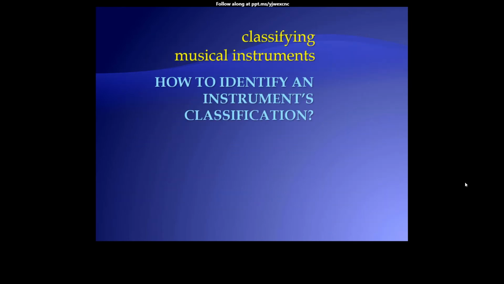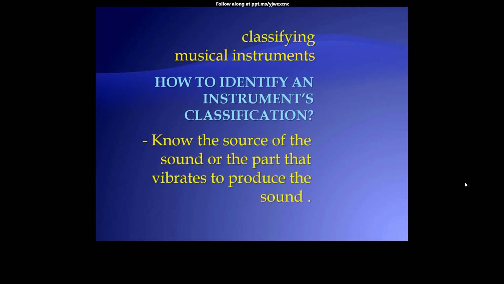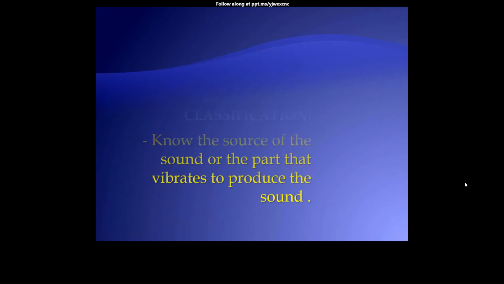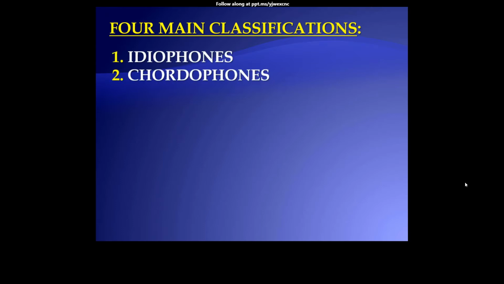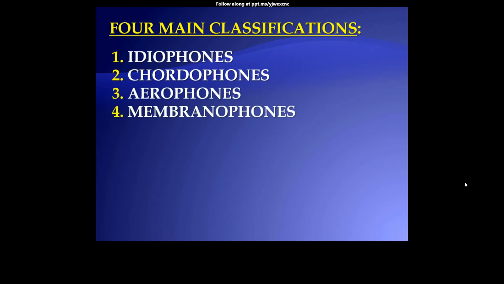When we try to classify musical instruments, we need to know how to identify an instrument's classification. How can we do that? We can do that by knowing the source of the sound, or the part that vibrates to produce the sound. There are four main classifications: first is idiophones, second is chordophones, the third is aerophones, and the fourth is membranophones.